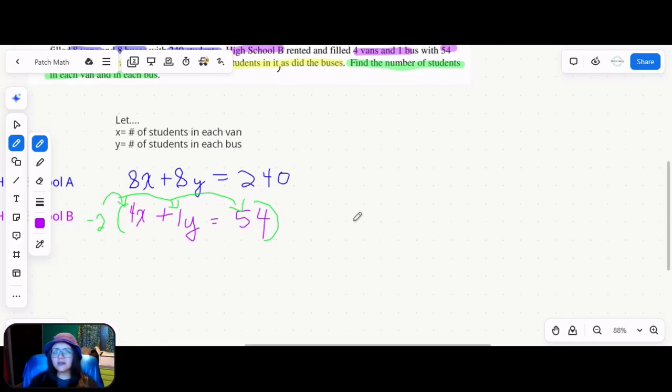In this case, we are going to find that -4 times -2 is -8x, and -2 times 1 is -2y, and 54 times -2 is -108.